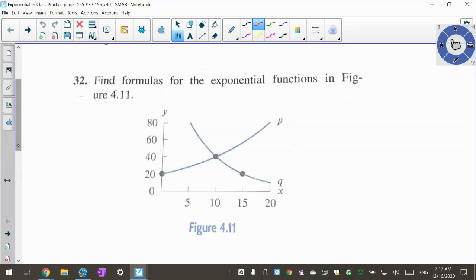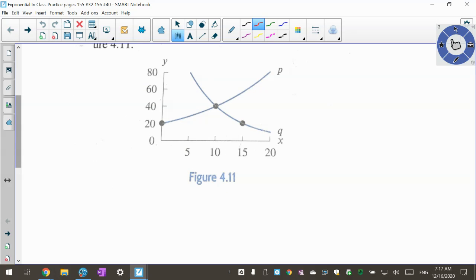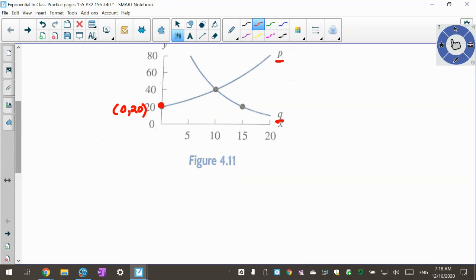The reason why I like this problem, and it's even, so you haven't done this one, is that if you look at our two exponential functions, this one right here, P, is a cool one because I know the initial value. This is a 0, 20, or my y-intercept. But for Q here, I don't know that. So you can actually find the formulas a couple different ways. You can use them both for the ratios, but I wanted to show you for P first. So let's find this one first.